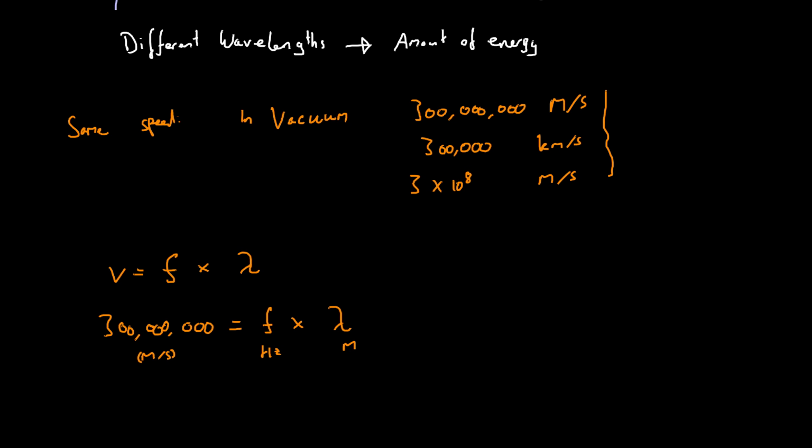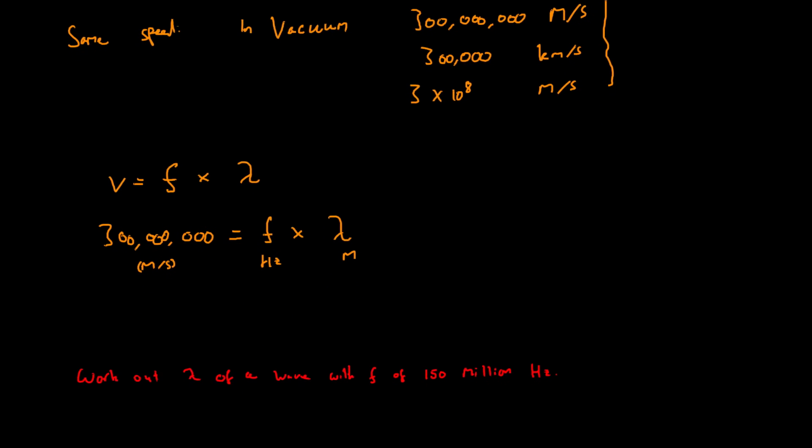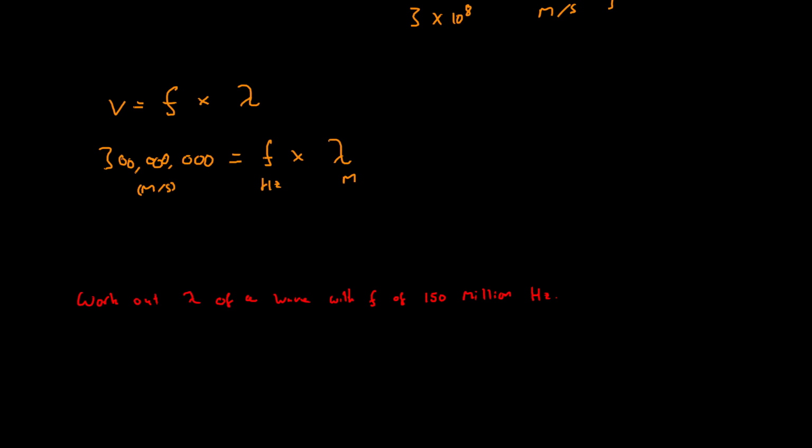Now, let's do a quick example. Okay, so I'm going to say, work out the wavelength, so work out lambda or the wavelength of a wave with frequency of 150 million hertz. Okay, we're assuming this is an electromagnetic wave, so we're going to use the equation above. So pause the video now and have a quick go. Okay, so I hope you had a go. What we're going to do is just fill in the numbers. So what we've got is we've got 300 million.